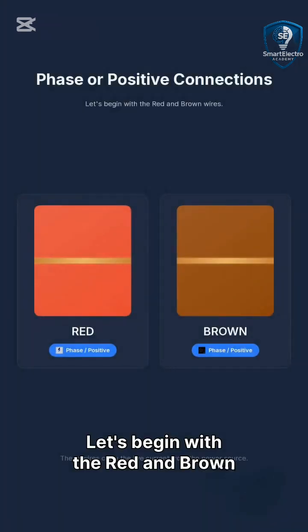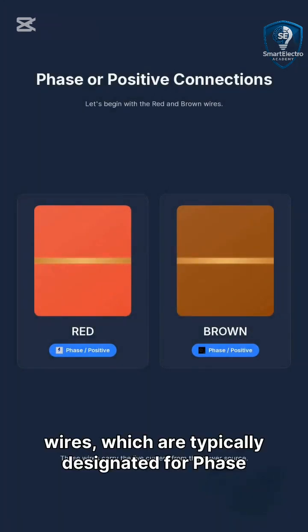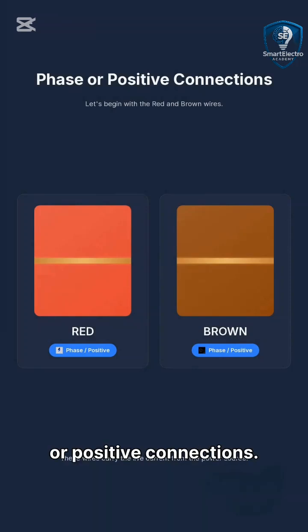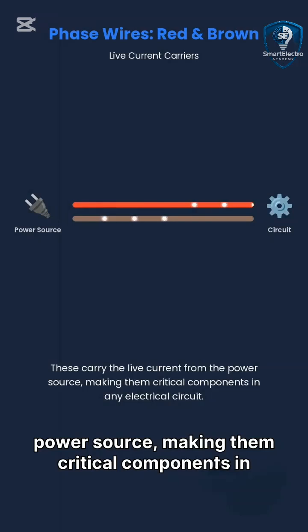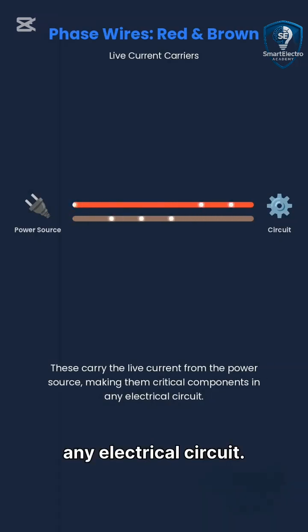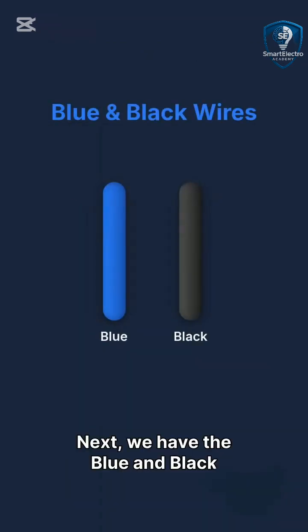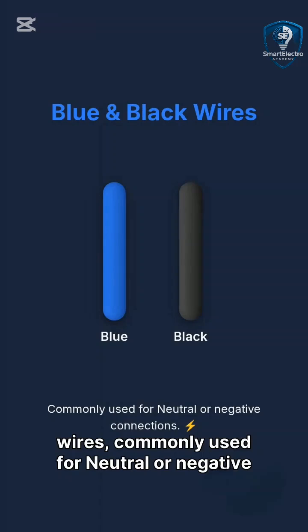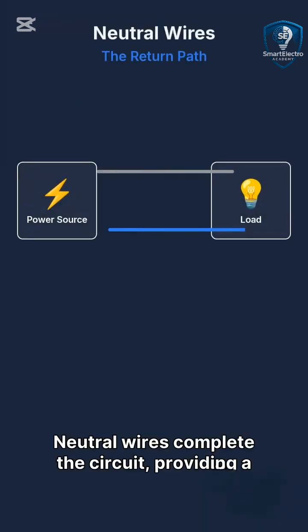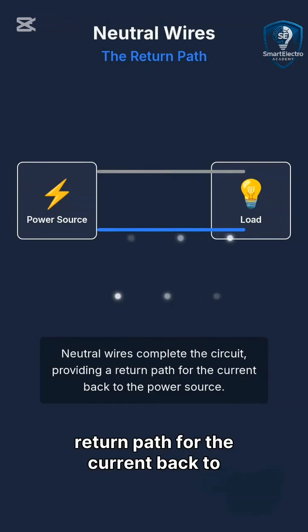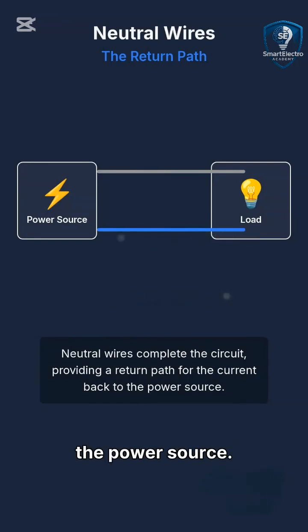Let's begin with the red and brown wires, which are typically designated for phase or positive connections. These carry the live current from the power source, making them critical components in any electrical circuit. Next, we have the blue and black wires, commonly used for neutral or negative connections. Neutral wires complete the circuit, providing a return path for the current back to the power source.